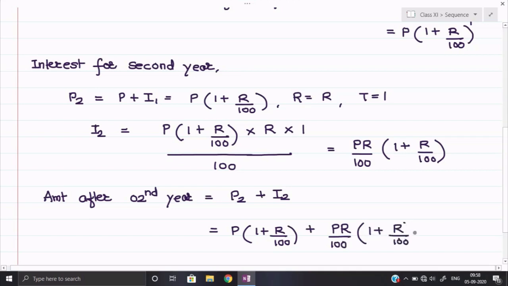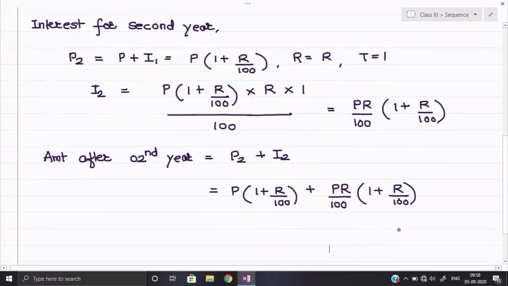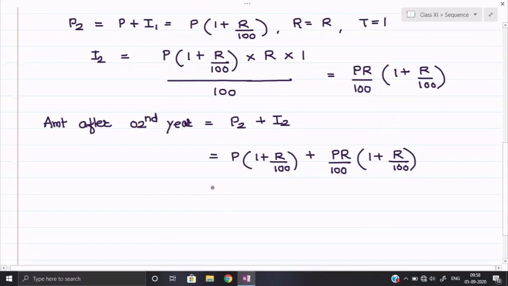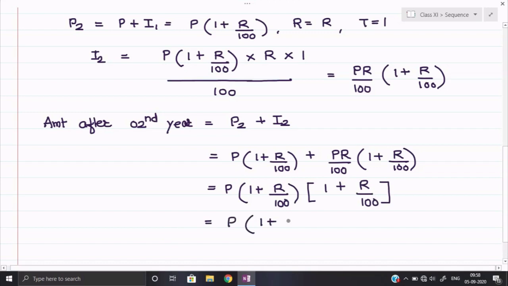Now P will come common, as well as the whole bracket 1 plus R upon 100. Inside, from the first term it will remain 1, and from the second term it will remain R upon 100. Now observe 1 plus R upon 100 and 1 plus R upon 100. If both are multiplied, it becomes 1 plus R upon 100 whole power 2. So now we need to draw a conclusion.